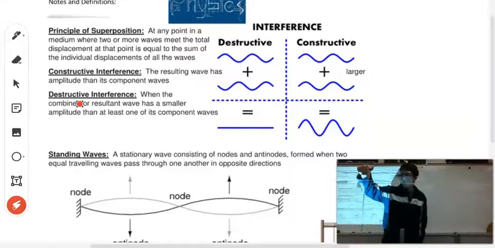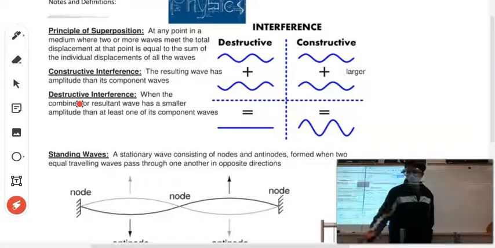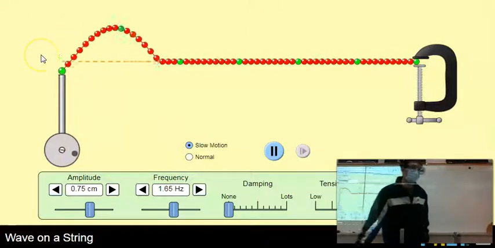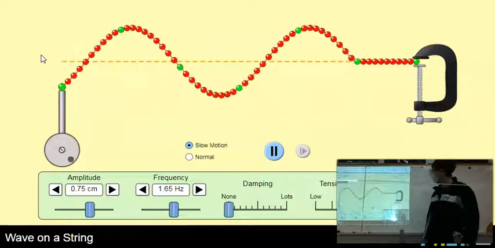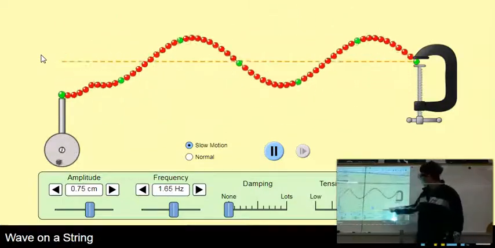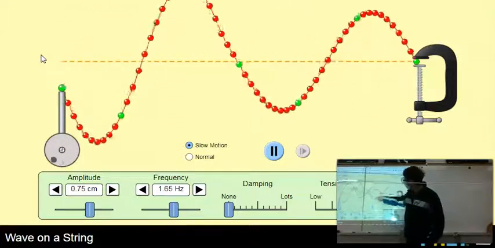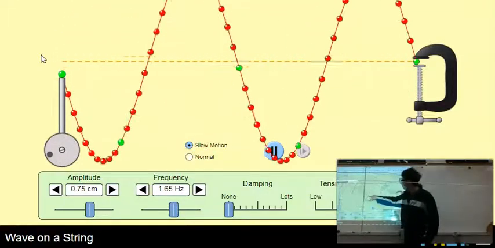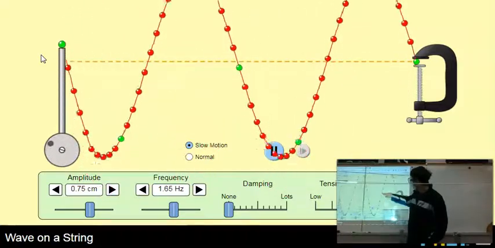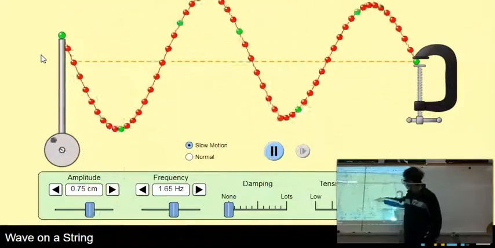This alternates between a crest and a trough. Both are constructive interferences. Okay? I can show you on here as well. If I have it oscillate, that will also produce a standing wave. Areas of constructive interference and areas of destructive interference. Oh, it just changed a bit. I got the wrong frequency. But there you go. Areas of destructive interference and constructive interference.